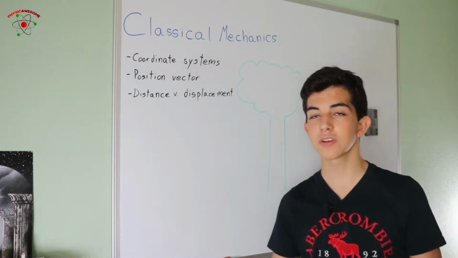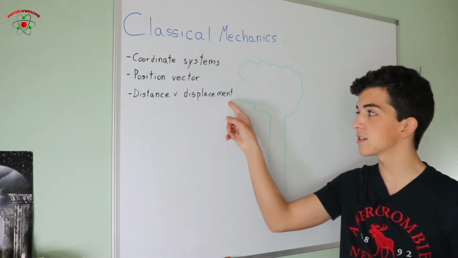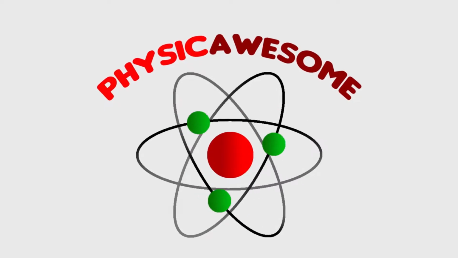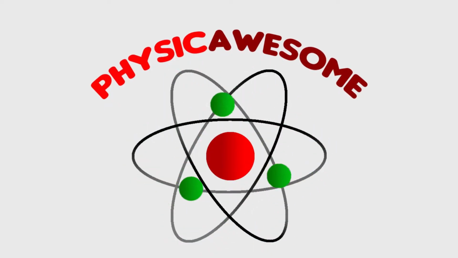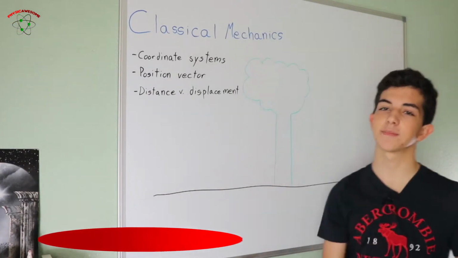Today, we're going to explore these three concepts: coordinate systems, position vector, and distance versus displacement. Great, so let's start with coordinate systems.